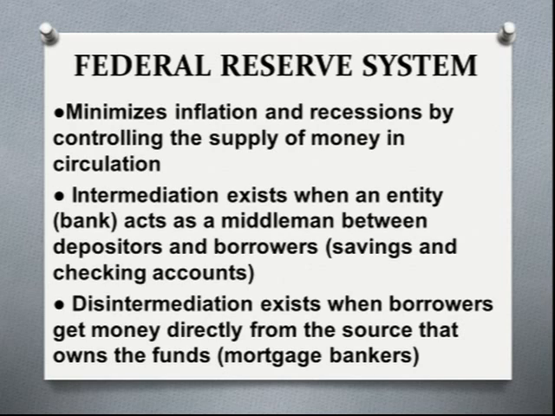The Federal Reserve Bank system is designed to minimize inflation and recession by controlling the money supply that we have in the country. There are two concepts that you're going to need to know for the test. You're going to need to know the difference between intermediation and disintermediation.